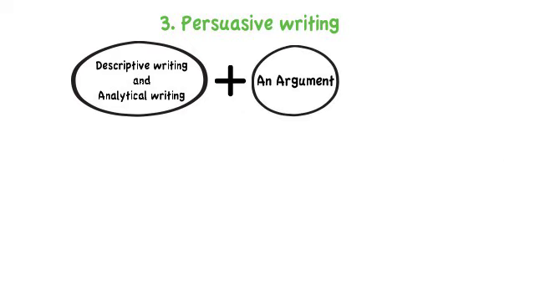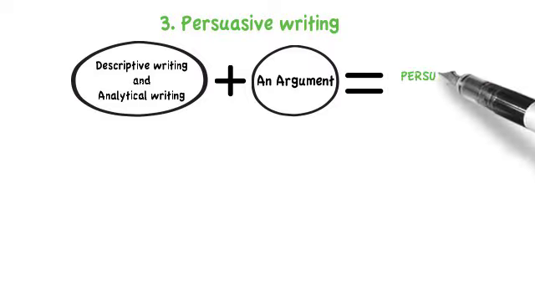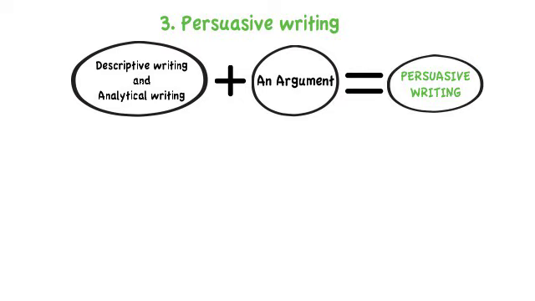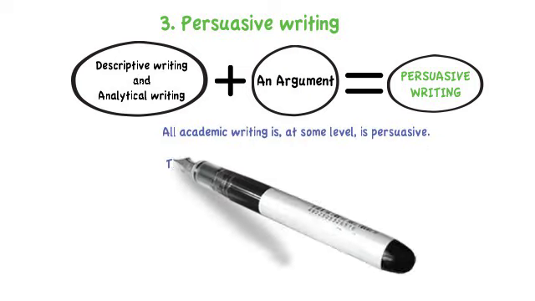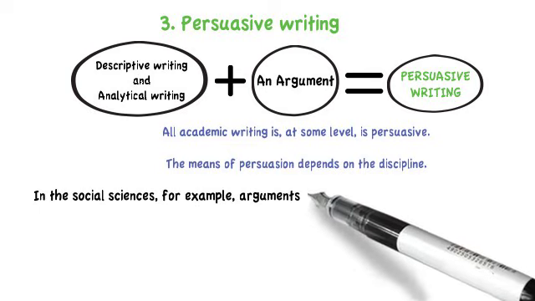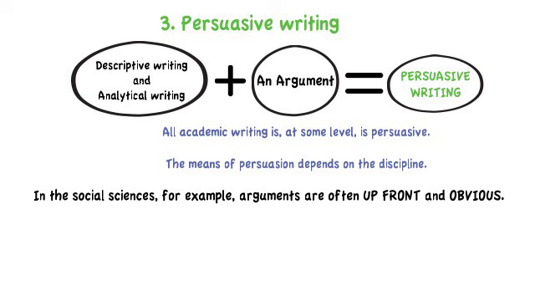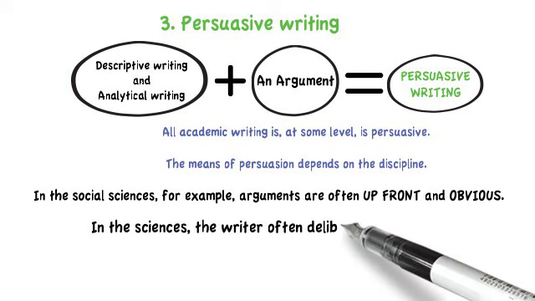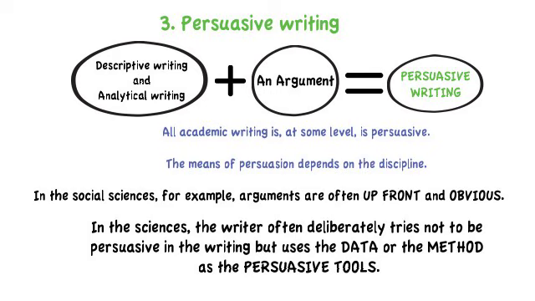When a writer takes descriptive writing and analytical writing and adds an argument, the writing becomes persuasive. All academic writing on some level is persuasive. The means of persuasion depends on the discipline. In the social sciences, for example, some arguments are upfront and obvious, whereas in the sciences, the writer might deliberately try not to be persuasive but use the data or the methods as persuasive tools.